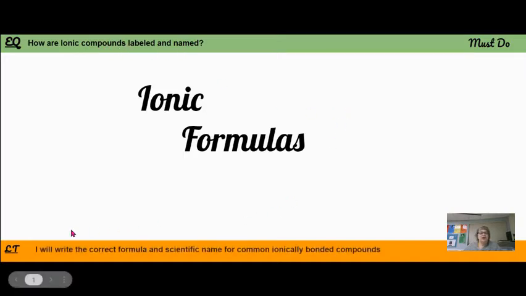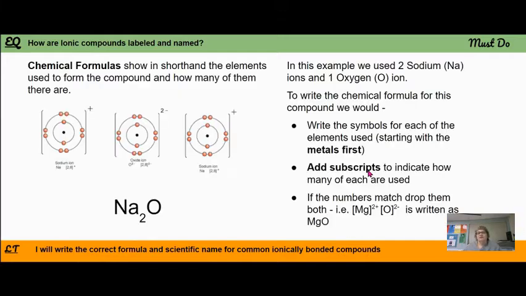Okay. So at the end of this lesson, I will be able to write the correct formula and scientific name for common ionically bonded compounds. So as I said, writing things out this way seems a little bit tedious, right? It takes too much time. There's just so much detail. But writing a formula like this one is much easier.